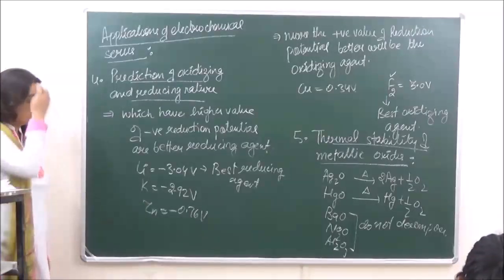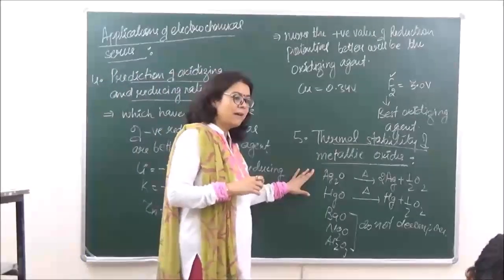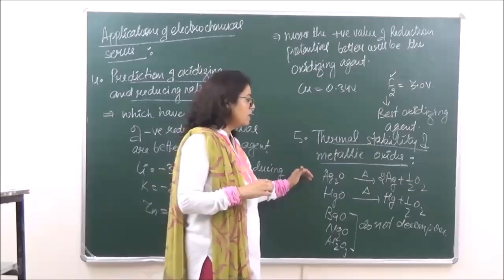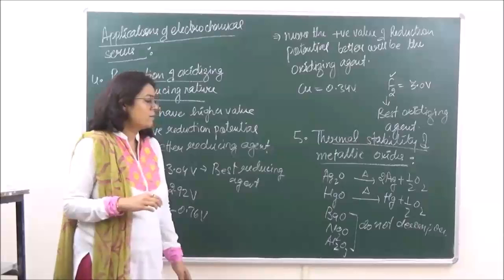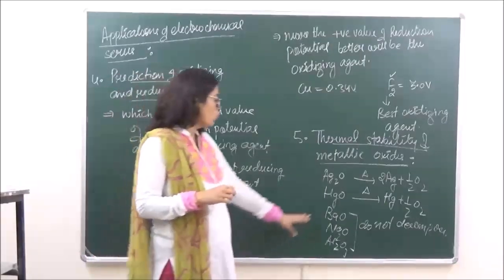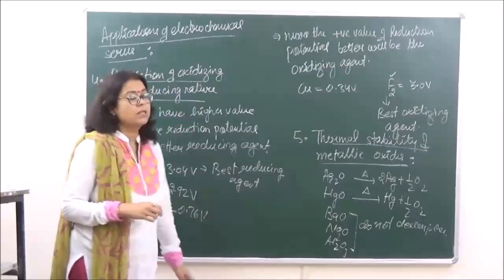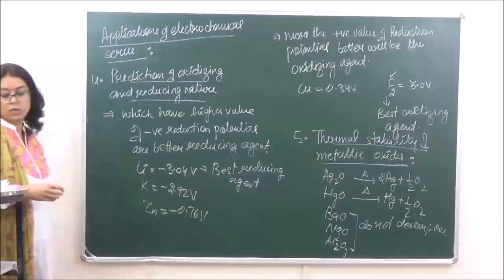Is it clear? So what did we see over here? All the metals having a positive value of reduction potential, their oxides are unstable. When heated, they get decomposed into their metals, whereas all those which have a negative value of reduction potential, their oxides are quite stable and they do not get decomposed.